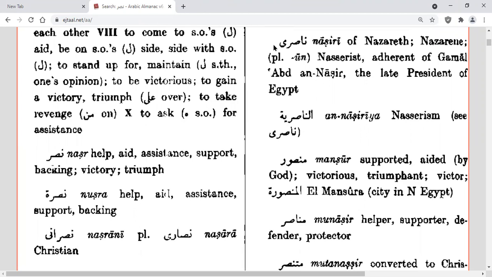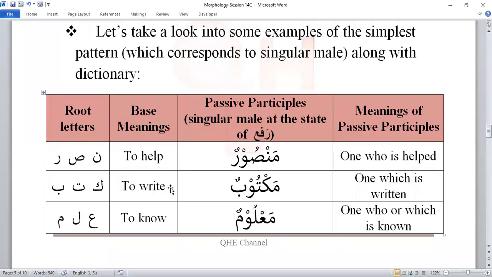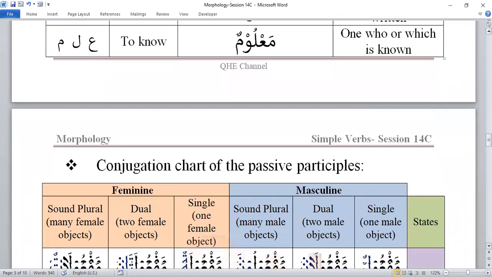Let's go back to our chart, inshallah. The way we looked in the dictionary for noon, sod, ra, in the same way we can enter these root letters and see whether the passive participle exists, or we can formulate it based on the base meaning. Now let's go over all the conjugations for passive participle.